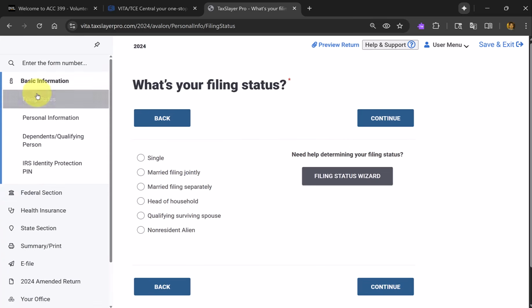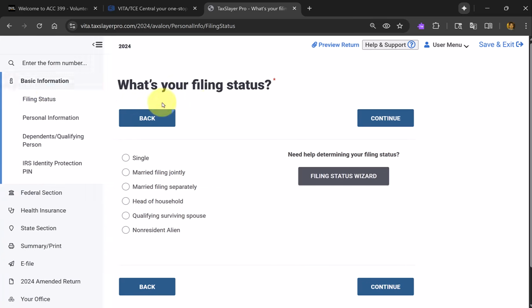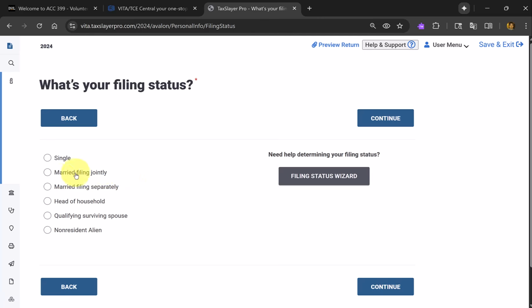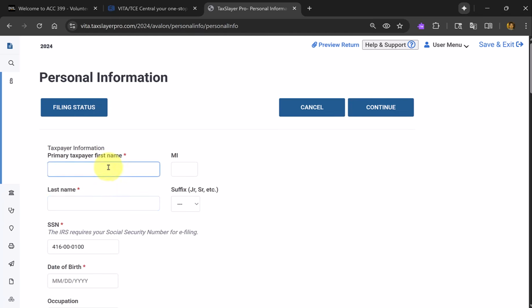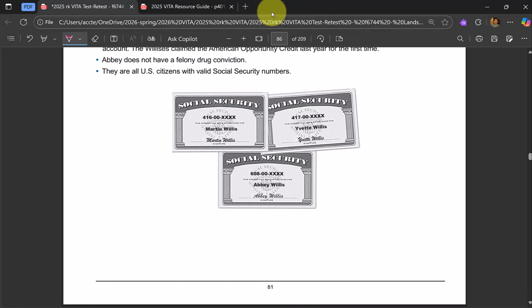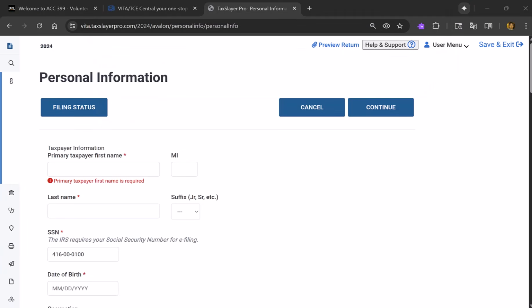Okay, so we're on the basic information here. And the first thing we need to do is choose the filing status. We're told they're filing a joint return. So let's continue. And then the taxpayer's name. I'm going to move my data here onto another screen that you cannot see, so I can see both at the same time instead of switching back and forth. So the Social Security number I've already entered is for Martin.